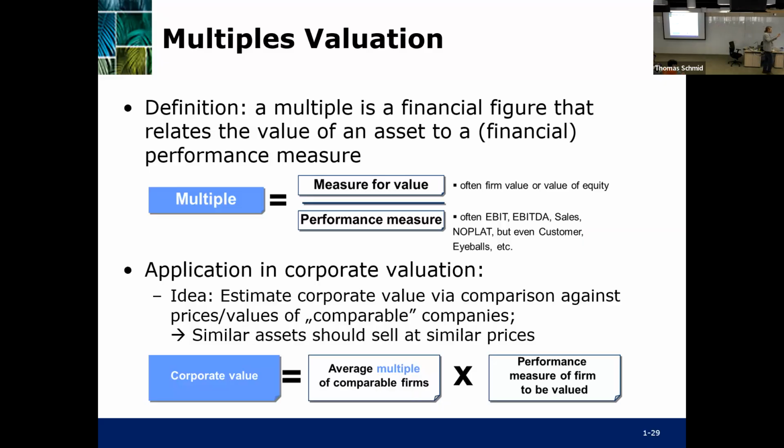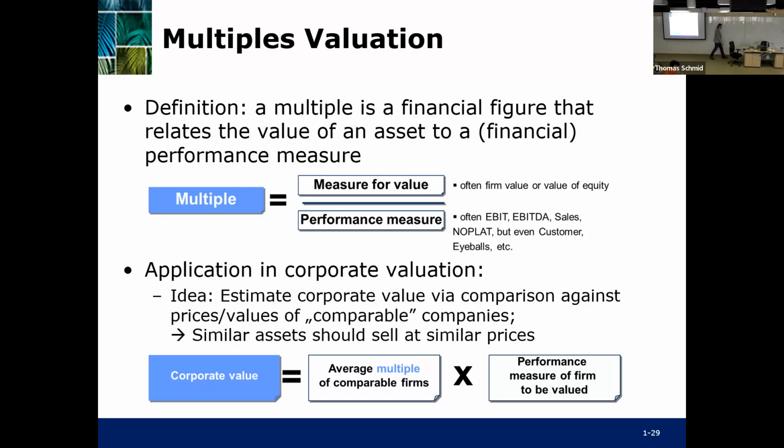There is really a zoo of different multiples, and the difference is which performance measure you use. The performance measure could be earnings, could be sales, could be whatever. But also things like customers, active users, things like that. So there's a huge heterogeneity in the performance measures that people use. But the idea is always the same. You try to understand how the performance measure relates to the value, and this is then your multiple. And then you have the company that you want to evaluate. So you take the performance measure of that company, number of active users, earnings before interest and taxes, sales, whatever, and multiply it by this multiple.